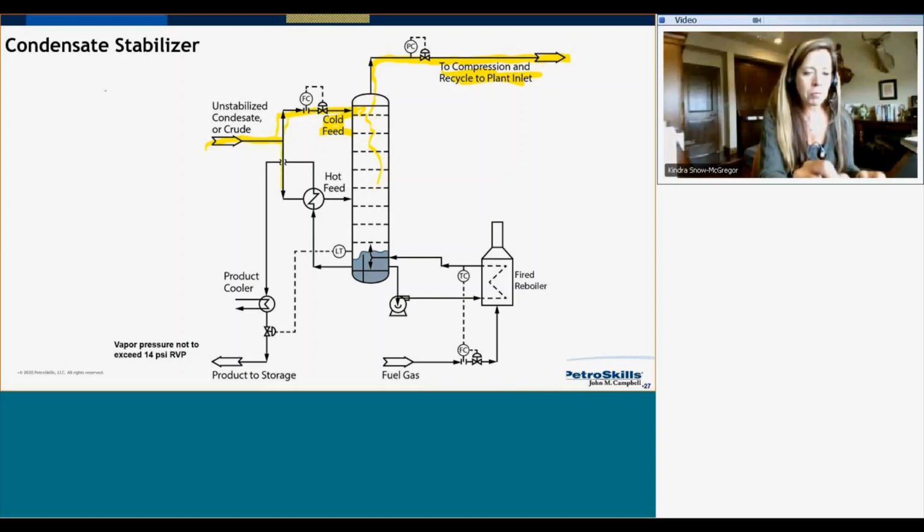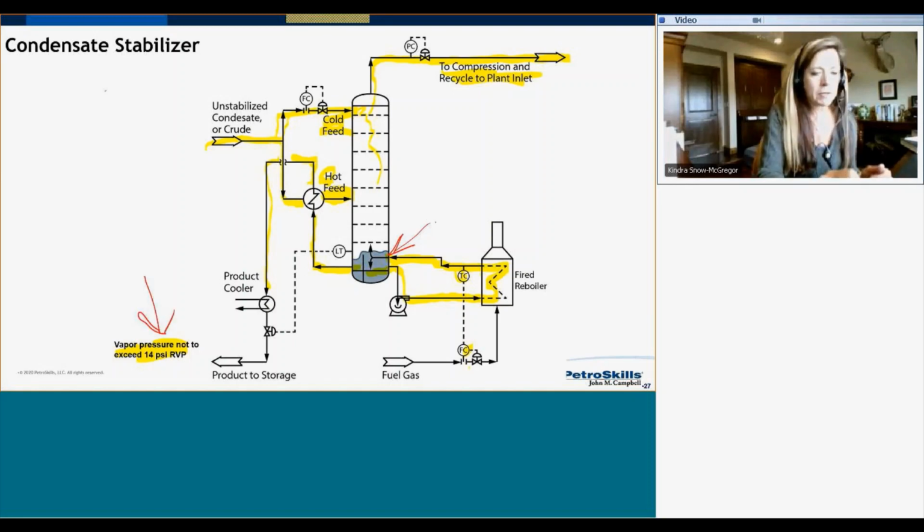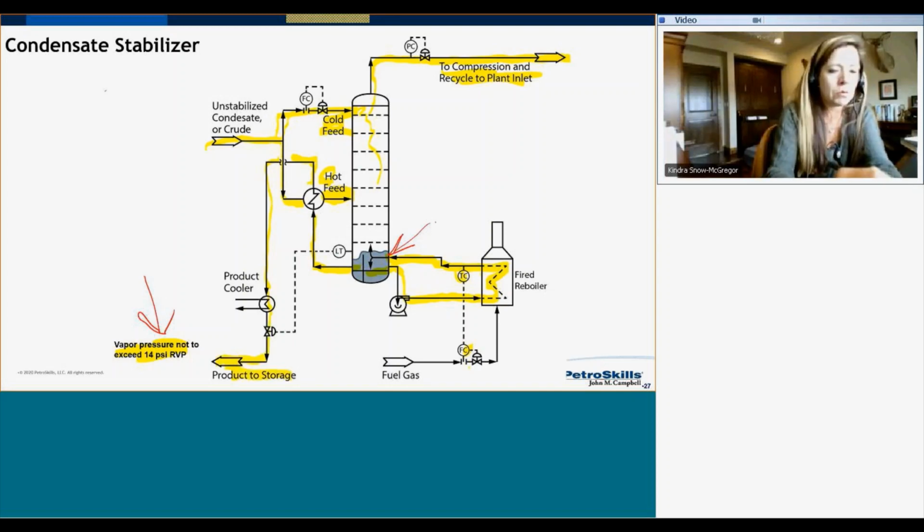Then notice I take another portion of the stream, and I'm using my very hot bottoms product here. This is my RVP specification. I'm doing some heat integration, and so I'm heating up this feed here. I come down lower in the column, and here is my fired reboiler, and I'm maintaining this temperature in the bottom of the column to meet my vapor pressure specification. The last thing we do is go through this product cooler, because remember, this stream is going into a tank. All right, so I'm going to put this into an atmospheric tank.